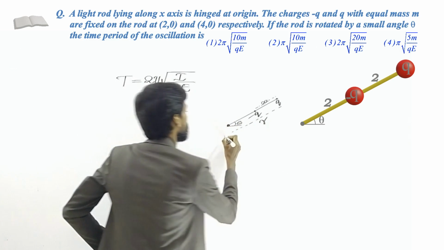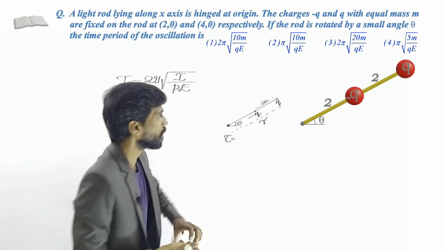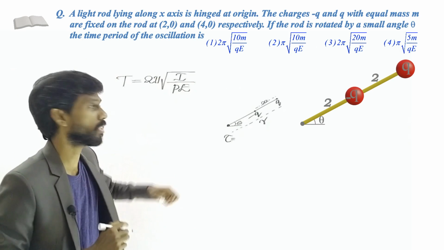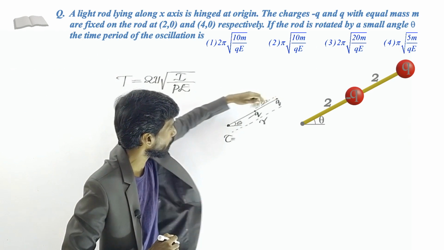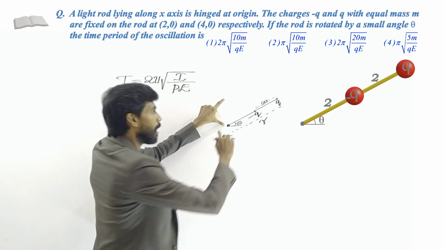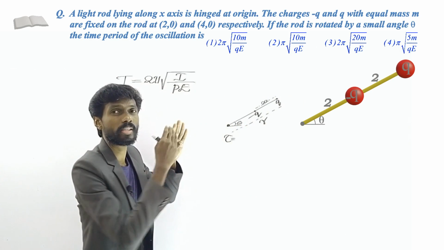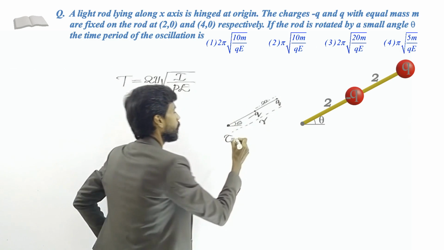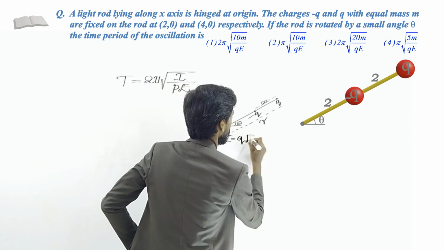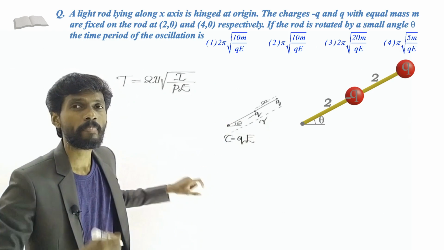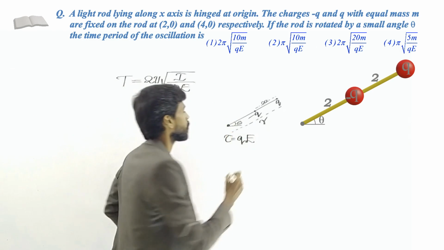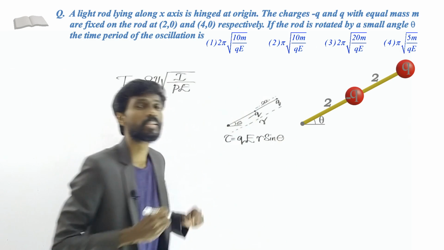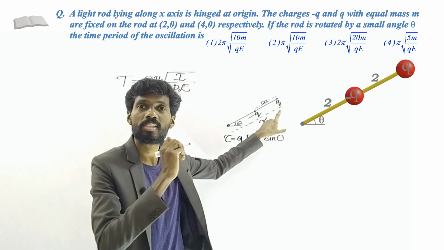Now what is the torque here? On this charge q, what is the formula for torque? The force multiplied by the perpendicular distance. The force is in this direction. The total distance is r, but we want the perpendicular component, so multiply by r sine theta. The total force here is q multiplied by E, the charge multiplied by the electric field, and then the perpendicular component of the distance, r sine theta. So this is the torque on the charge q.